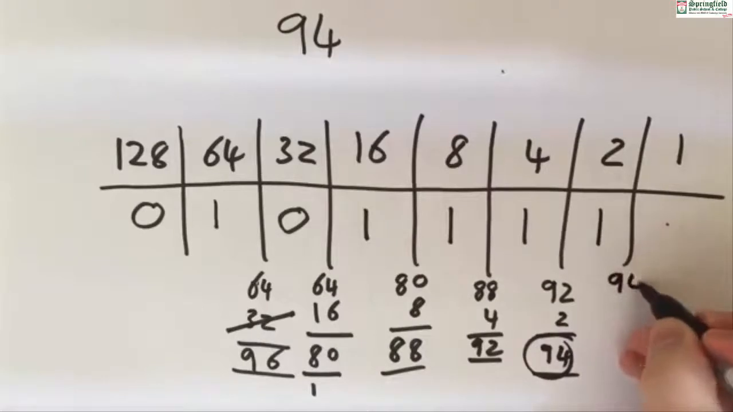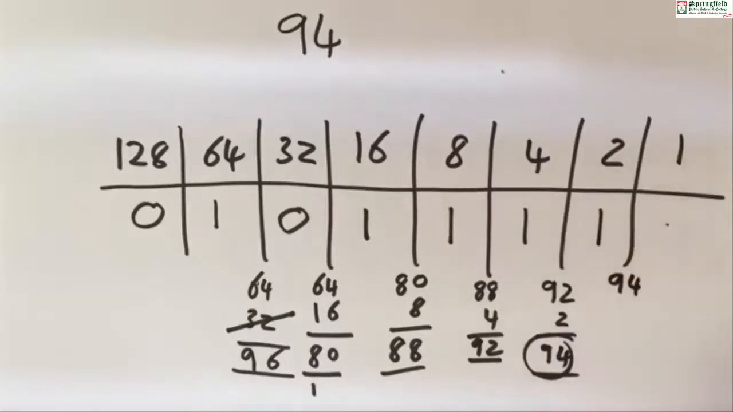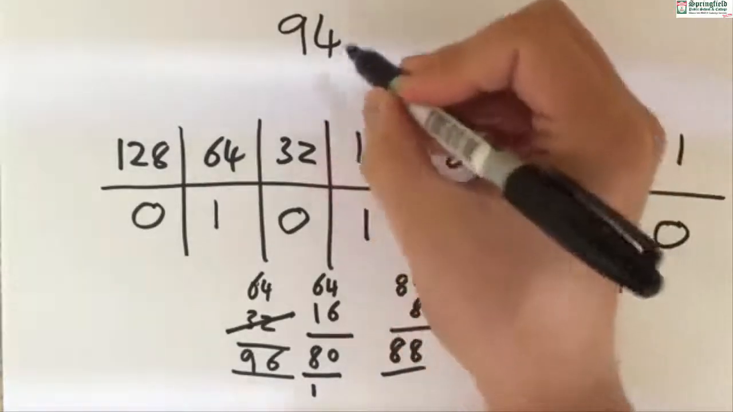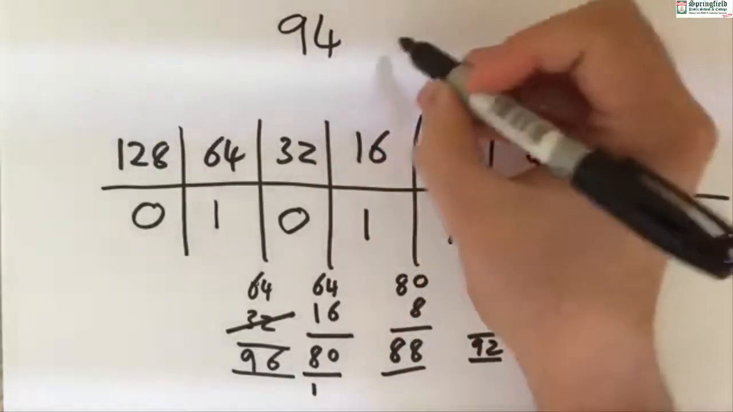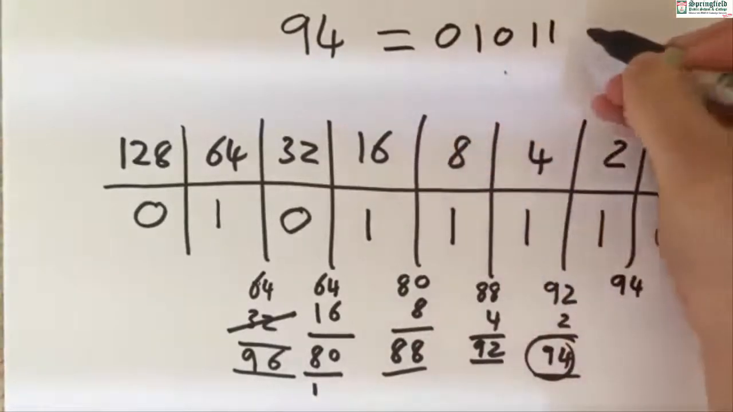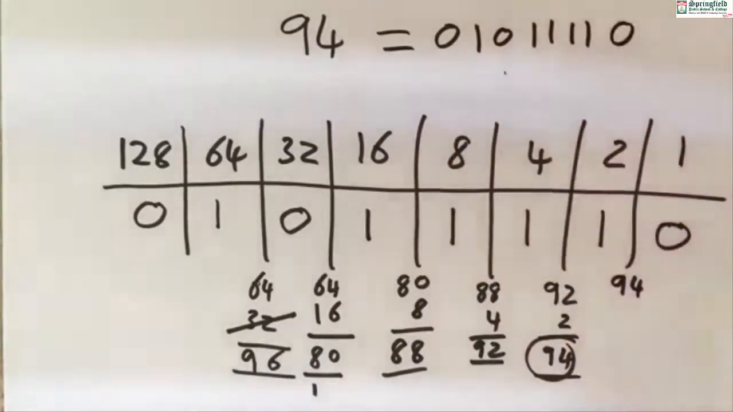That reminds me I'm up to 94. Do I want to add 1 onto 94? No, that's going to put me over the top, so I could just put a 0 there. What this has told me is that the number 94 in denary is equal to 0, 1, 0, 1, 1, 1, 1, 0 in binary.